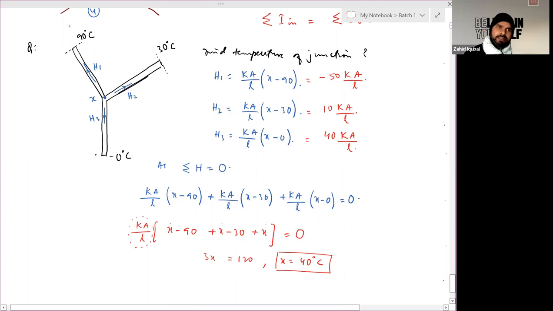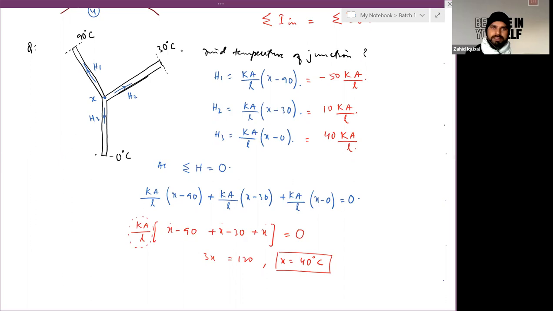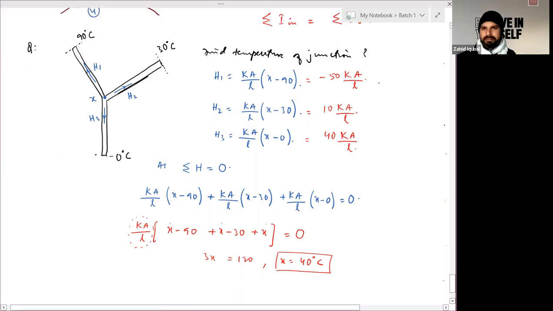Now, the current which is in negative term means the direction you have assumed must be opposite. So reverse this particular direction. So you'll get H1 inward and H2 and H3 outward. And if you add them all, you'll get that total inward current equals total outward current.